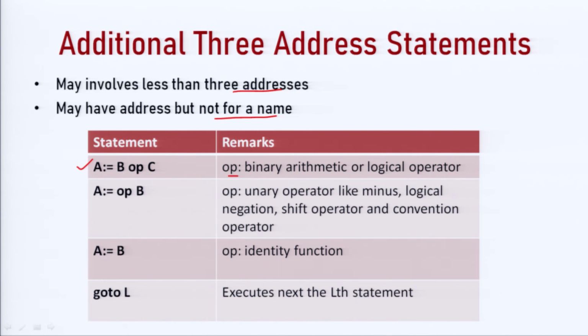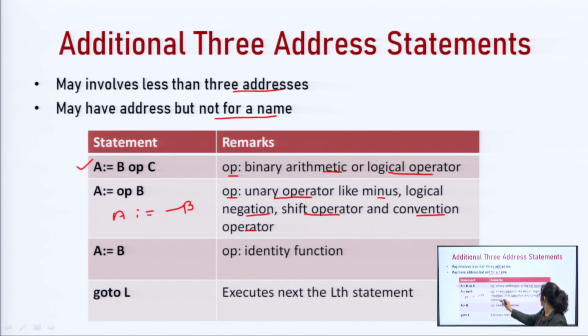Now, this operator is the binary arithmetic operator or the logical operator. Next form could be A equal to operator B, just like A equal to minus B. So, here we have a unary operator. It is just like minus, logical negation, or any left shift or right shift operator, or any conversion operator. Like if you have an integer, then it can be converted to float. If you have a float, it can be converted to integer. So, this is the unary operator.